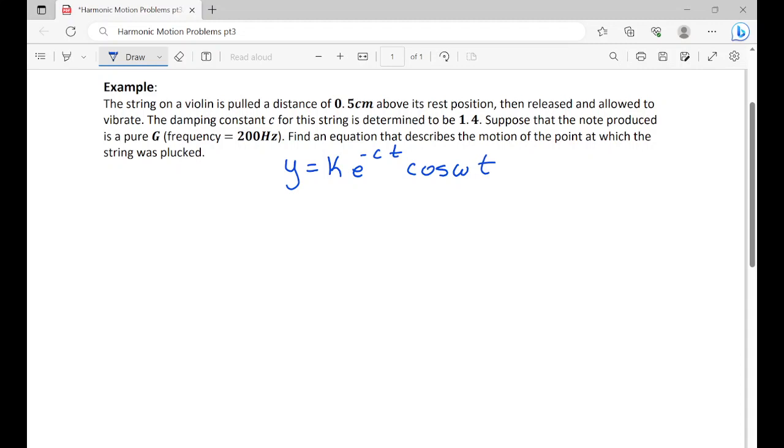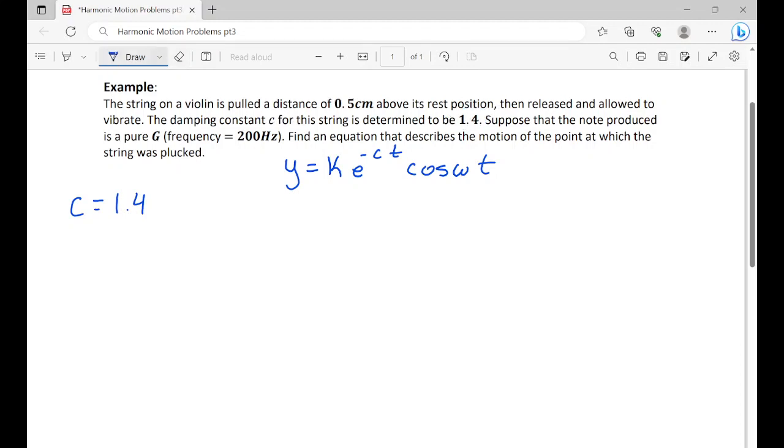So I now know the form of the equation I'm going to use, but I've got to figure out what I need. Well, I can see right away that C is 1.4. So that's easy. It's given to me, we just take it and move on.